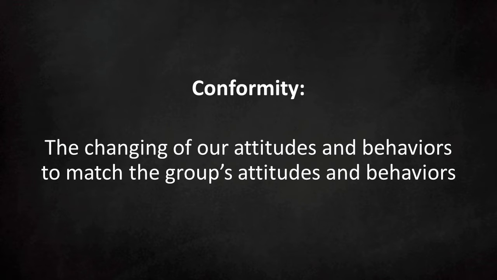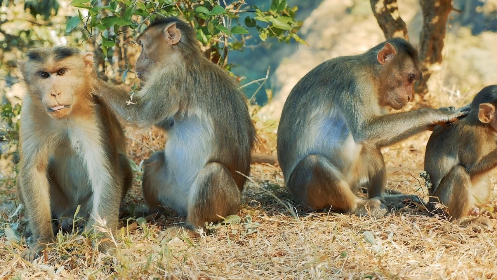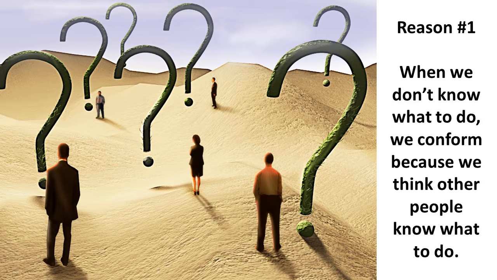Conformity is the changing of our attitudes and behaviors to match the group's attitudes and behaviors. Most people conform to some set of social norms, such as reciprocity. When someone does something kind for us, we want to reciprocate with another act of kindness. Even primates conform to this norm by cleaning bugs from each other's fur. There are at least 2 reasons we conform.